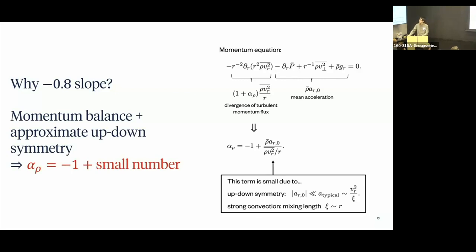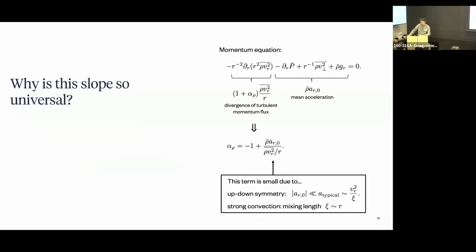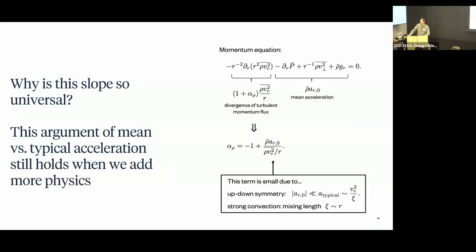The same argument also explains why the slope is so universal, because we can still use this argument of mean versus typical acceleration, even when we add in more physics. For example, if we have some magnetic field, you will of course change the expression of the acceleration, but you can still do this decomposition of divergence of momentum flux plus mean acceleration, and you can redo this whole analysis as long as you still have this large scale turbulence with approximate up-down symmetry.